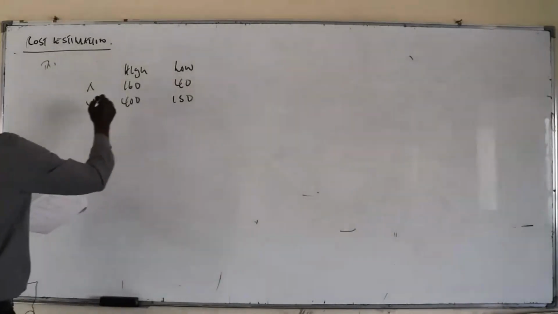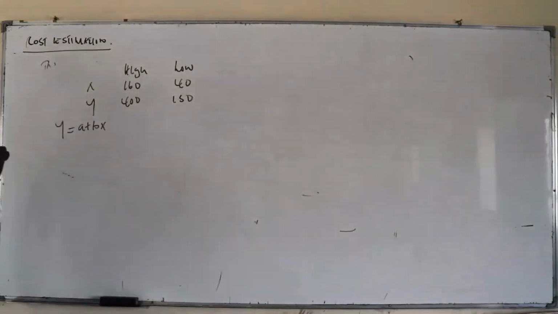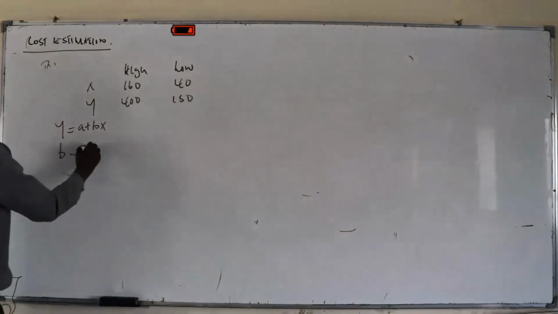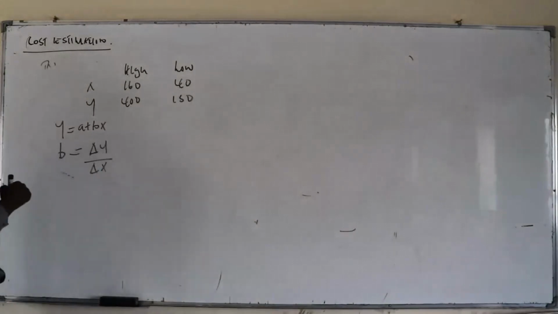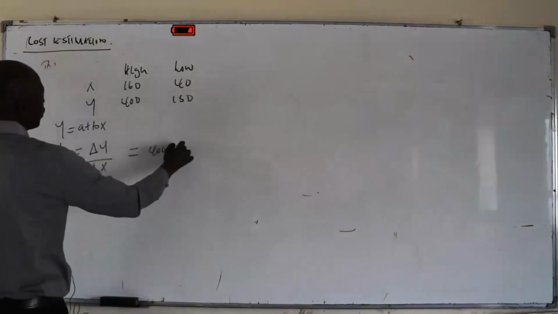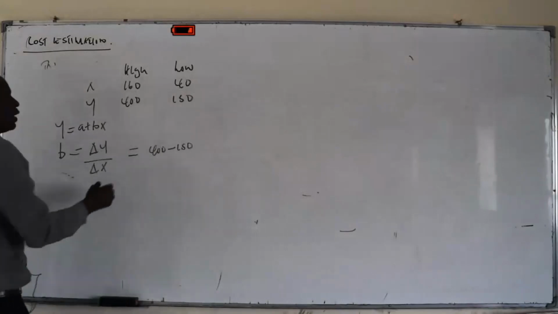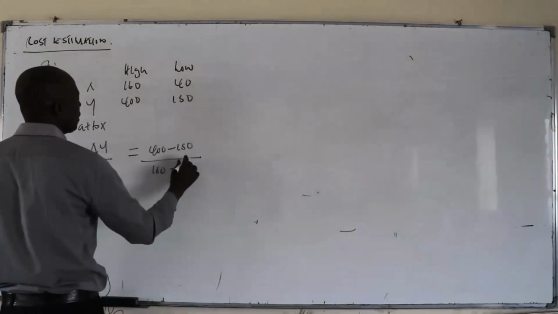Now remember our equation is y equals a plus bx. That is our estimation equation. To get b, it is change in y over change in x. So change in y is 400 minus 150, you take the highest minus the lowest. Then for x, the highest is 160 minus 40.